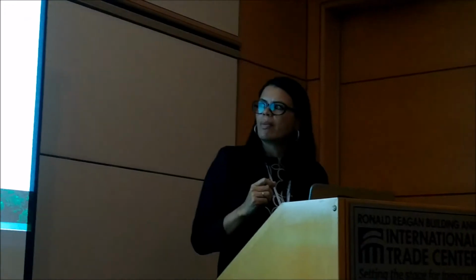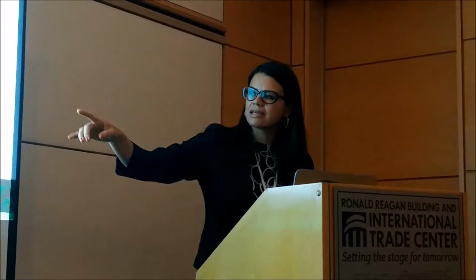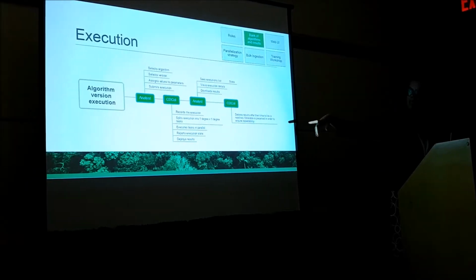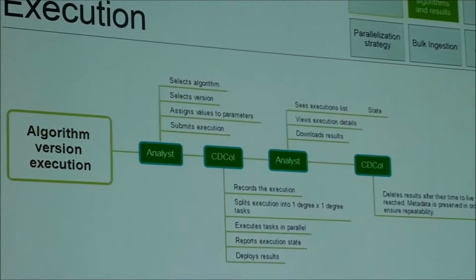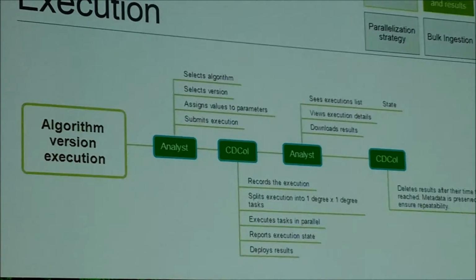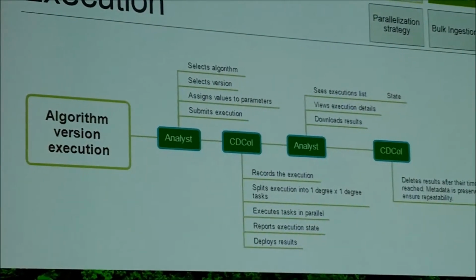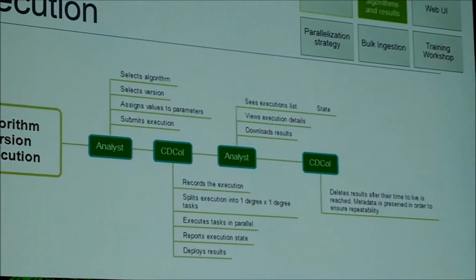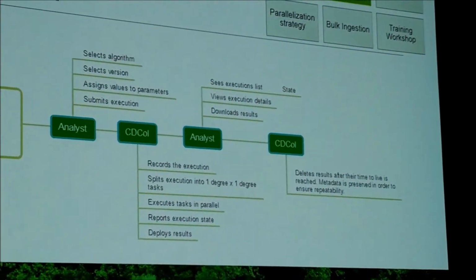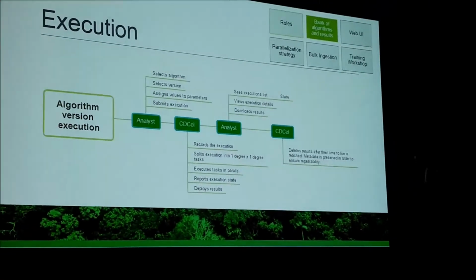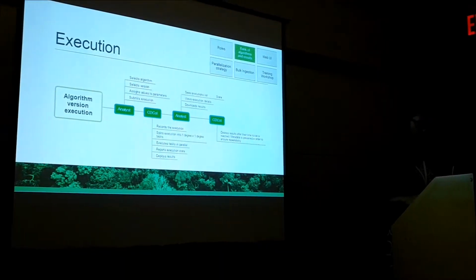So our bank of algorithms has algorithm, version, execution. What happens when the analyst chooses algorithms to create a new product? He selects the algorithm, he selects the version of the algorithm with the parameters. He submits the execution, and the data cube records the execution, splits the execution by tile, and executes the task to deploy the results. Then the analyst receives the list of executions, and he can download the results in NetCDF or GeoTIFF. And then the data cube deletes the result after a period of time.